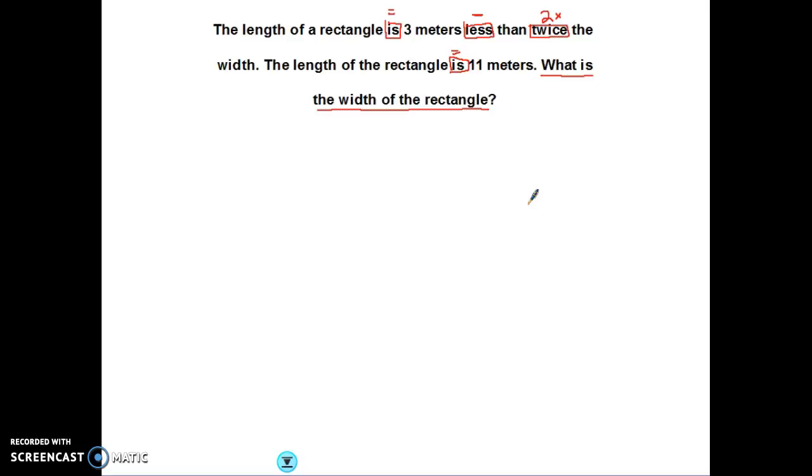Now that we've finished part 1, we'll go ahead and move on to part 2, where we form our equations. Step 1 in part 2 is to assign variables. So I've got the length of a rectangle is 3 meters less than twice the width. I have L, I'll let that represent my length. And then capital W will represent my width.